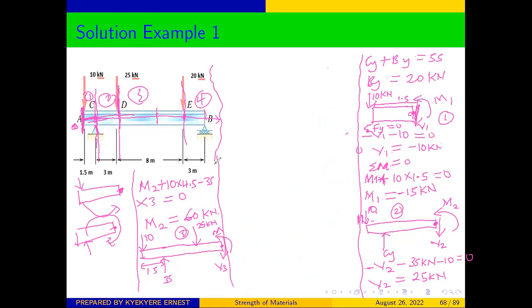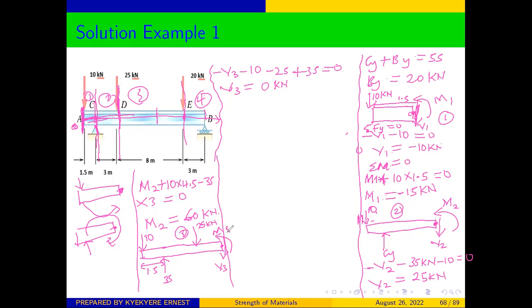So from there, we can say that V3 pointing downwards negative, so negative V3, minus 10 pointing downwards also, minus 25 pointing downwards, plus 35 pointing upwards, so it's positive, is equal to 0. And from there, V3 will be equal to 0 kilonewtons.